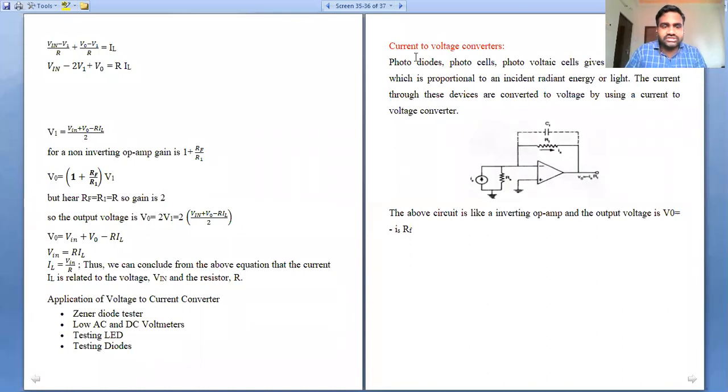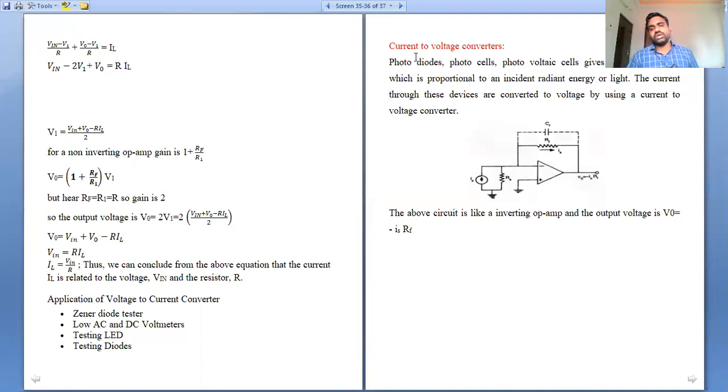Okay, and the next thing is the current to voltage converter. Up to now our discussion has been about voltage to current converters, instrumentation, and operational amplifiers, and the next discussion is current to voltage converters. Here we are converting the current signal to a voltage signal. So this is a different application from voltage to current converters.